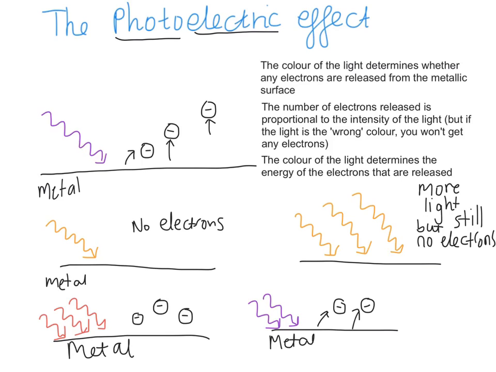So now we're going to put that all together into this radical idea that the light itself is made up of particles called photons. And these photons have an energy that is determined by their colour. But when we say colour, what do we really mean?